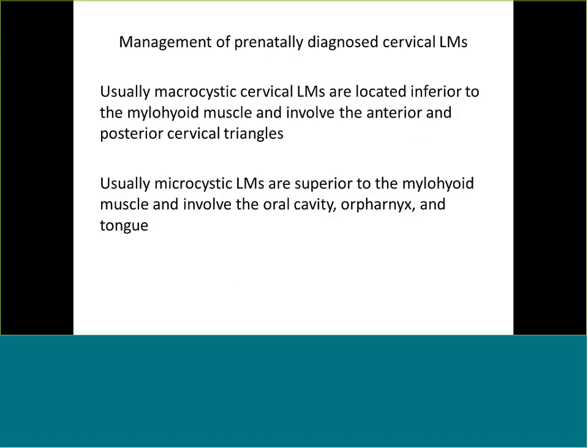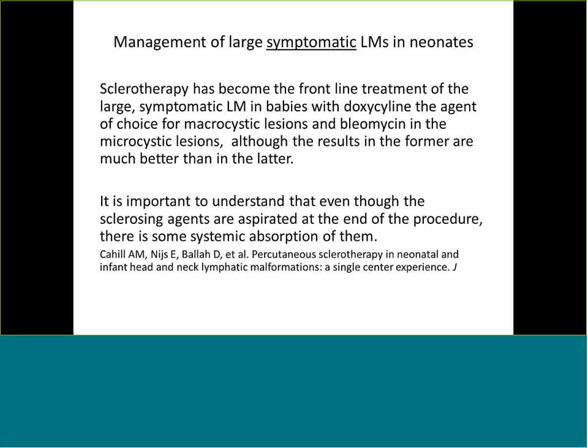So once the babies are born, for the macrocystic lesions, most of them are located inferior to the mylohyoid muscle. So they're in the lower part of the neck anteriorly. The microcystic lesions tend to be higher. They tend to be up into the floor of the mouth, which are the ones that tend to cause more problems with the airway and are more likely to require the EXIT procedure. And they can be pretty impressive in size.